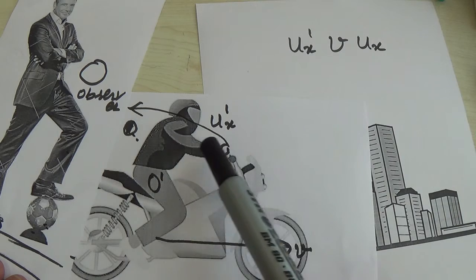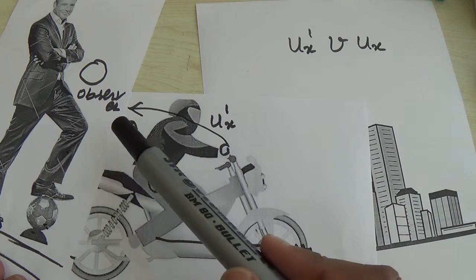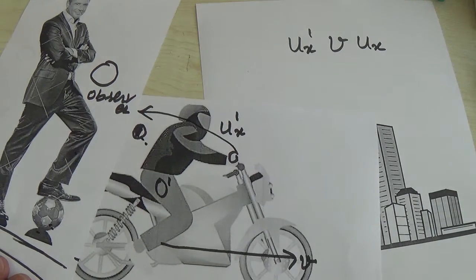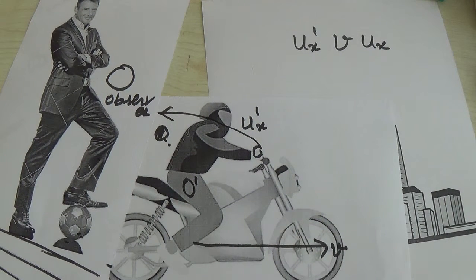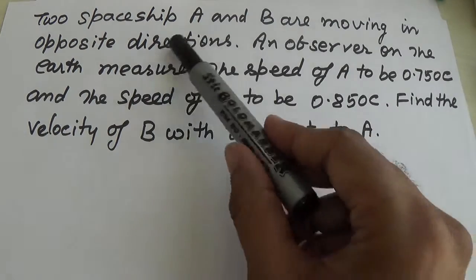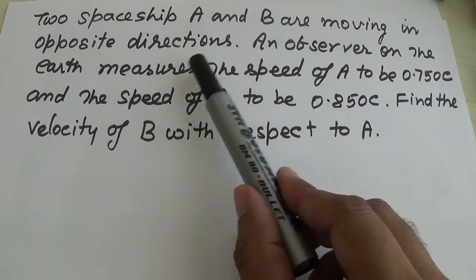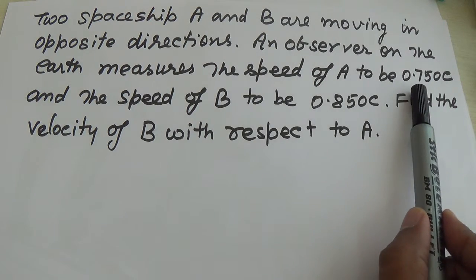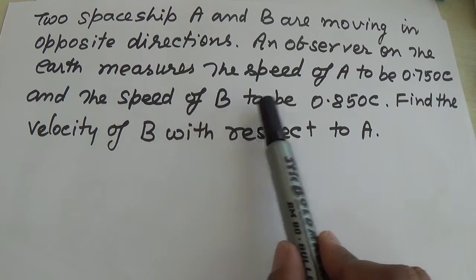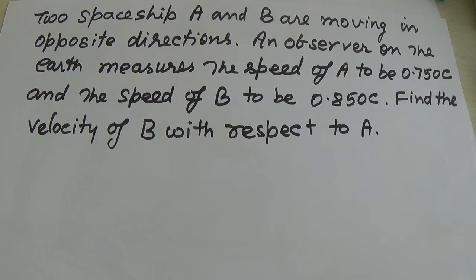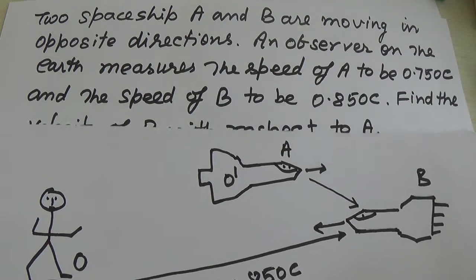The point is that now ux prime is in the opposite direction, so it seems to be opposite to this observer also. So now we have to make use of this concept for the problem, where it is mentioned that two spaceships A and B are moving in opposite directions. An observer on the earth measures the speed of A to be 0.750 c and the speed of B to be 0.850 c. Right, so there are two spacecraft in the air, and you can see here like this.